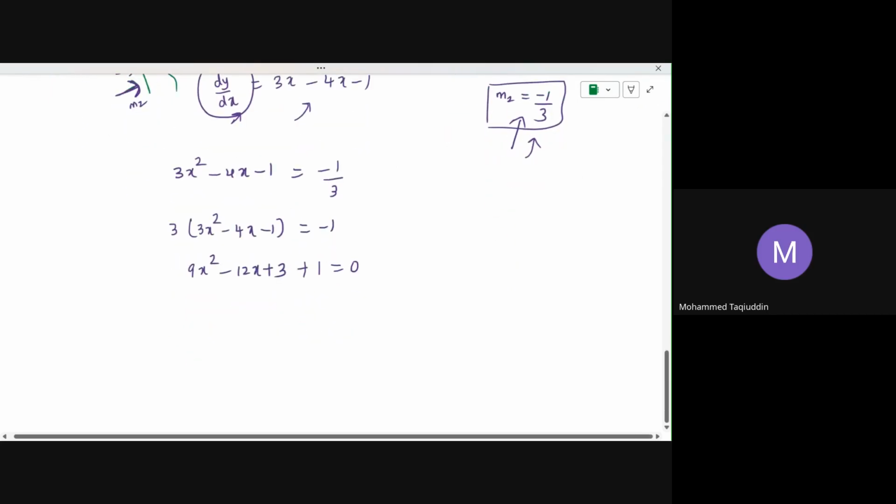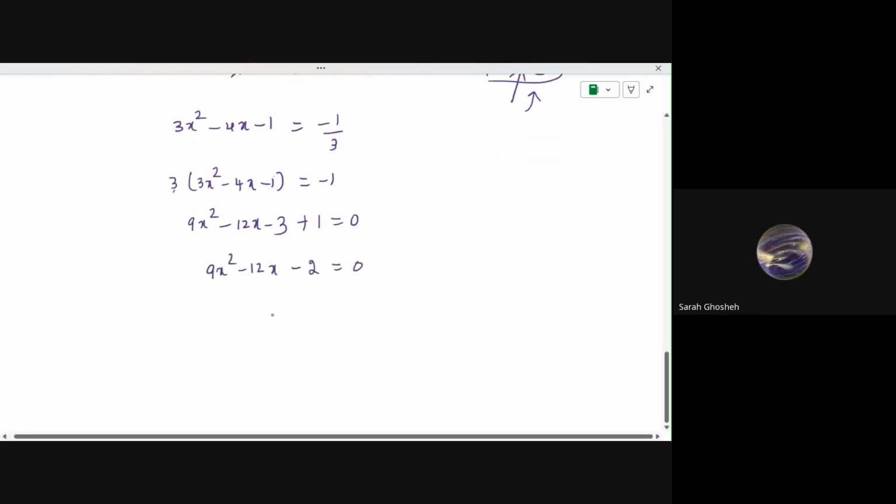The -1 comes here and becomes +1. There is some minor change in this. Here it is -3, right? 3 times -1 is -3. Now you have 9x squared minus 12x minus 2 equals 0.